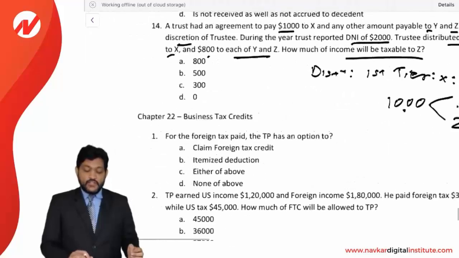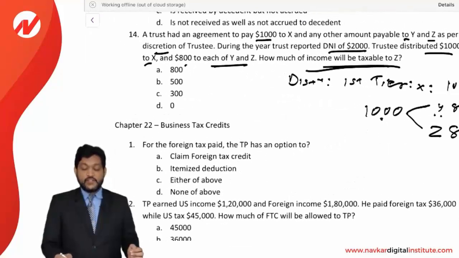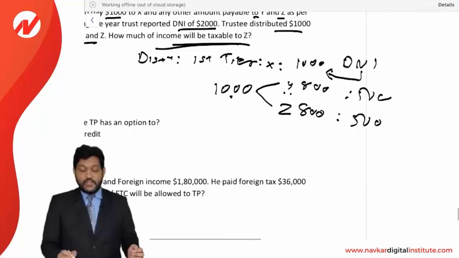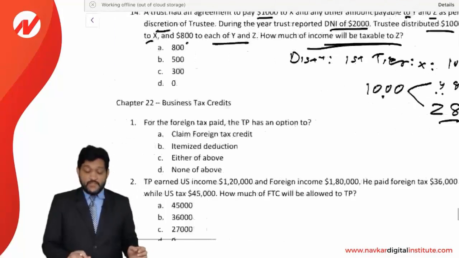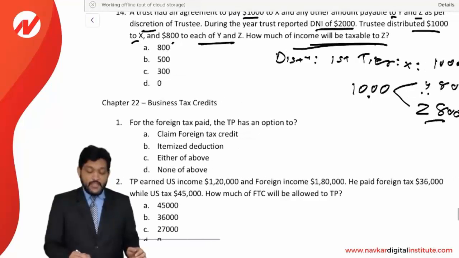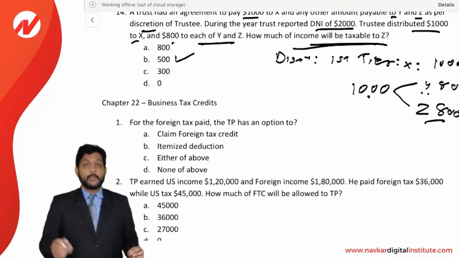Now what they are asking is how much income is taxable to Z. It will be 500 of the income, because out of 800, 500 of the distribution is going to be out of DNI. So 500 will be taxable. Option B is the correct answer. So these were the MCQs for chapter number 21, fiduciary taxation.